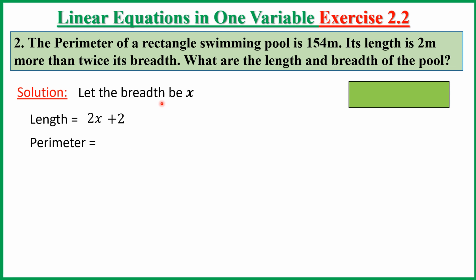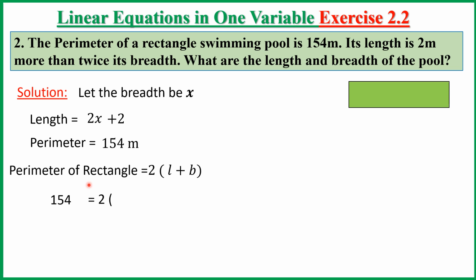And the perimeter is equal to, we know that, 154 meter, that is given. So what's the formula for perimeter of a rectangle? It is 2 into length plus breadth. Okay, we know the value of perimeter of the rectangle. So 154 equals 2 into, our length is 2x plus 2, plus breadth is x.